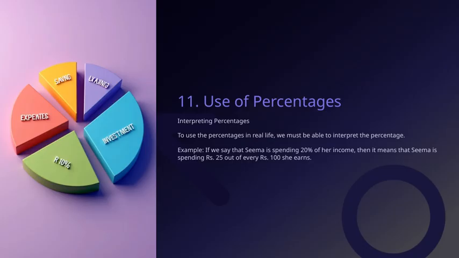For example, if I tell you that Seema is spending 20% of her income, what does that really mean? It means she's spending 20 rupees out of every 100 rupees she earns. So, in practical terms, if her income is 125 rupees, then 20% of that would be 25 rupees. Recognizing what these percentages represent helps us make informed financial decisions and better understand the information presented. It's a key skill that connects numbers to everyday life, making data more meaningful and easier to interpret.